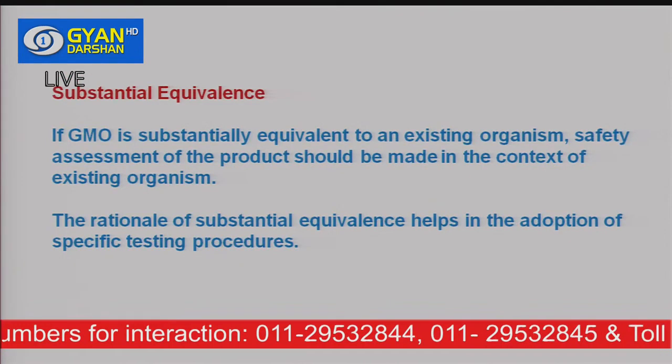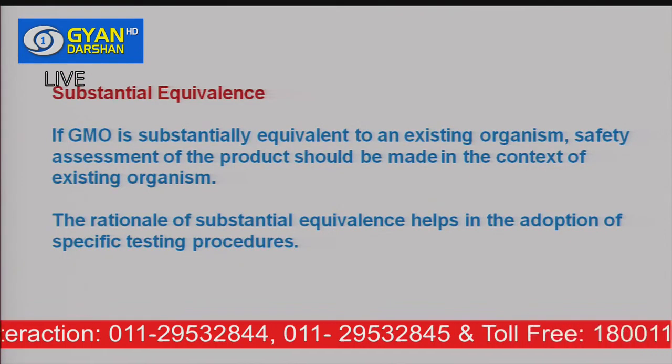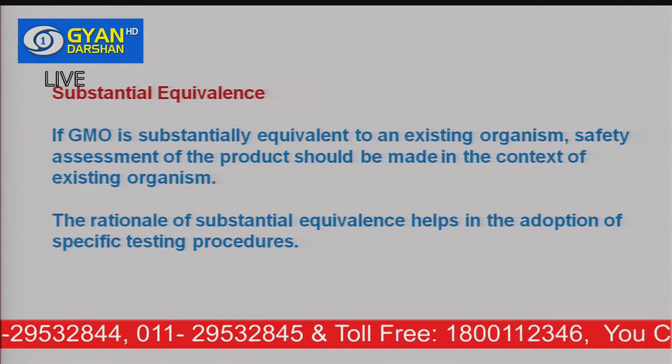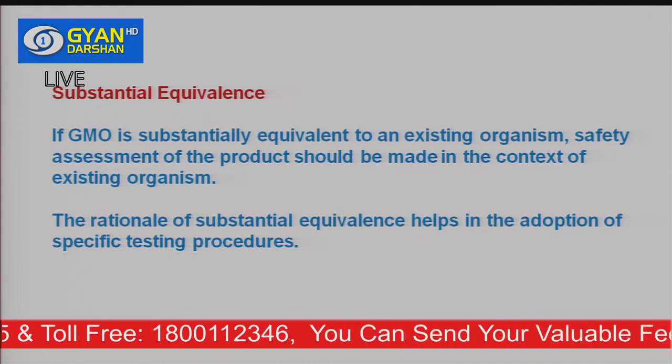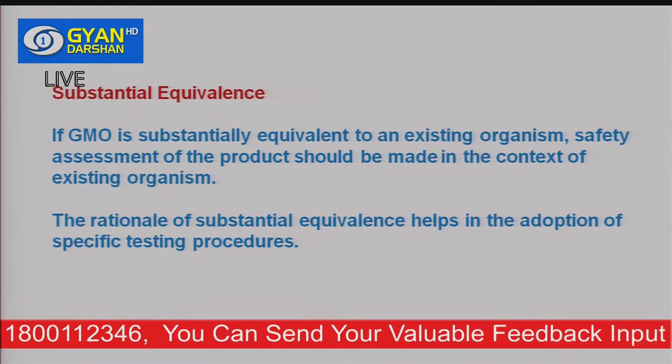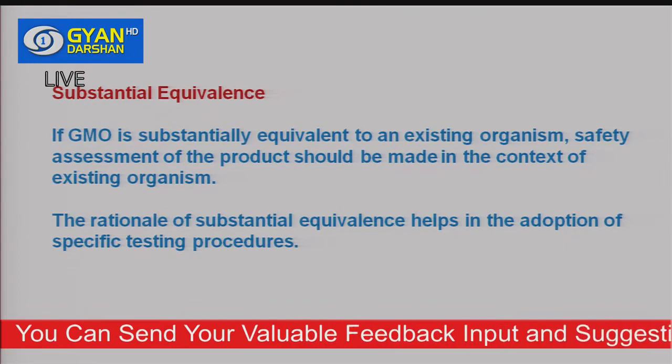Next, we have the substantial equivalence. Substantial equivalence says that the genetically modified product that you have made should be absolutely identical to the normal plant or the wild type plant, with the exception that it has one value added trait. What is meant by that? Supposing you want to generate golden rice. Now, what is golden rice basically? Essentially, it is rice which is rich in carotenoids, rich in beta carotene. So all the properties of rice should be there in golden rice.